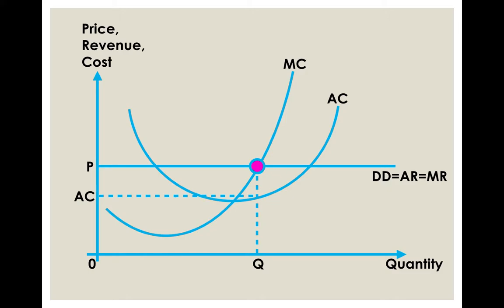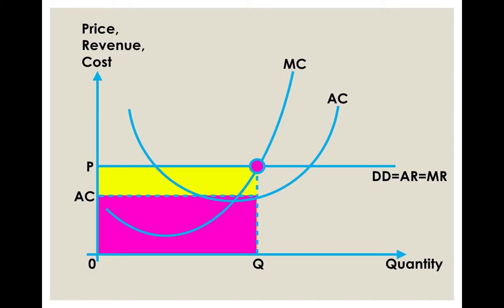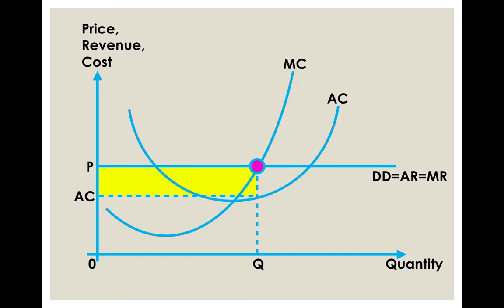Now, how can we tell whether this PC firm is earning supernormal, normal, or subnormal profits? To do that, we need to calculate its total revenue and its total cost. Based on this diagram, the total revenue is given by P times Q, which is given by the yellow area. The total cost is given by average cost multiplied by Q, which is the pink area. Now you notice that total revenue is greater than total cost, which means that this PC firm is earning supernormal profit.